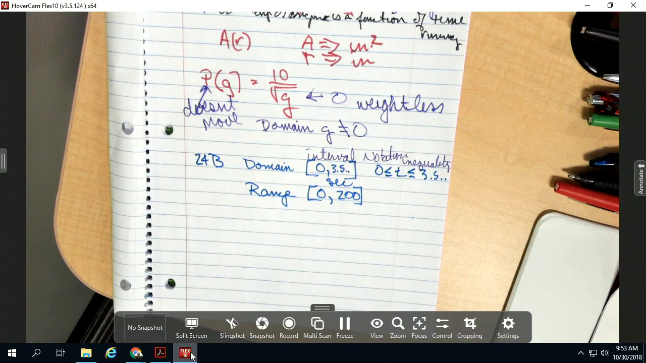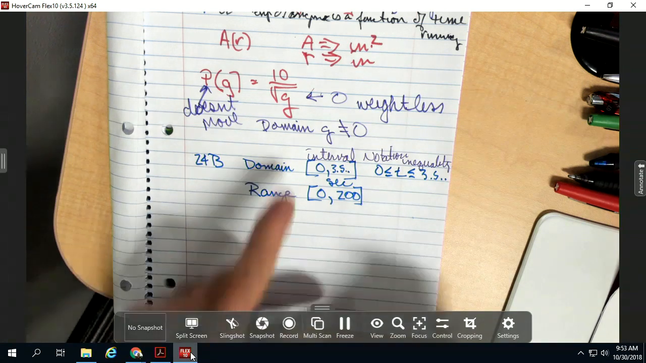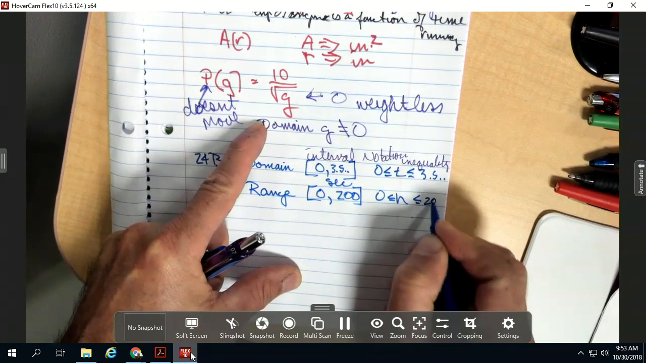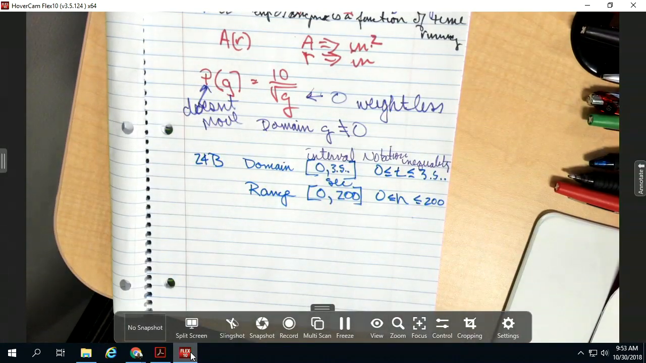Now here's where people sometimes get mixed up. Where does the rock start? At 200 feet. So even though it starts at 200 feet, we give the interval, or we give the notation, starting with the smallest value to the biggest value, right? Or we could say height is between 0 and 200. Okay? We're going to skip over number 3 about speed of light.